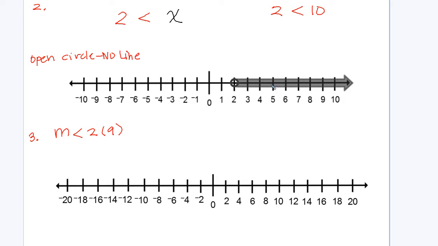The next one is, is 2 a solution to the inequality? So is 2 bigger than 2? No. If it had a line underneath it, it would be yes, but it's a no.